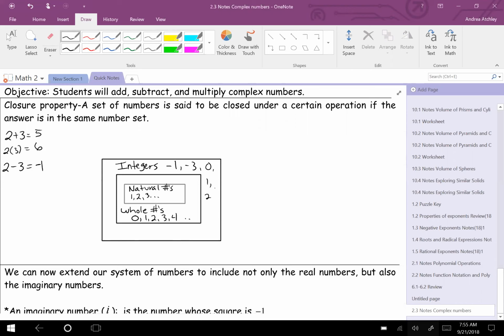Let's try division. 2 divided by 3 is 2/3, or 0.6 with a line above it. Are those integers? Those are not integers. Integers are only whole numbers, and negatives on the other side. So now we have a new number set that we needed, so they can be closed under division.